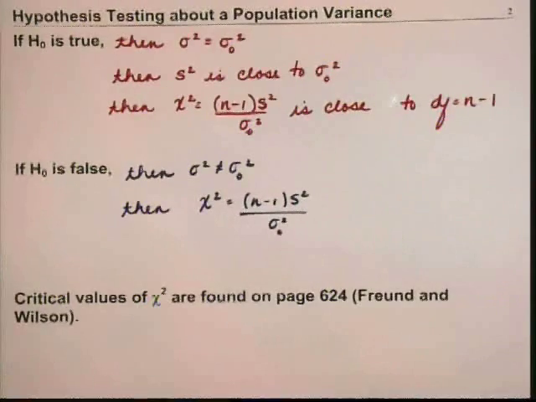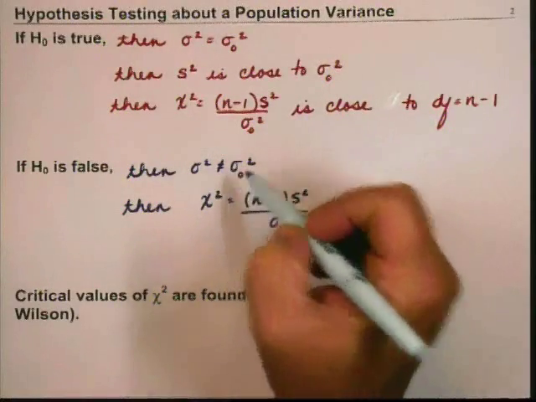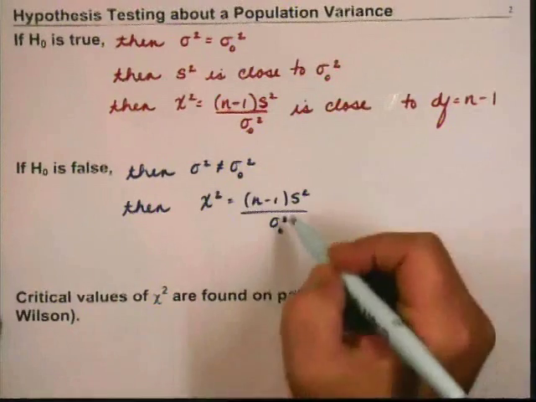All right, so let's just kind of take both sides of it. Suppose the true value of sigma squared is larger than sigma naught squared. Then s squared is going to tend to be larger than sigma naught squared also, isn't it? And so as s squared gets larger, what happens to this?